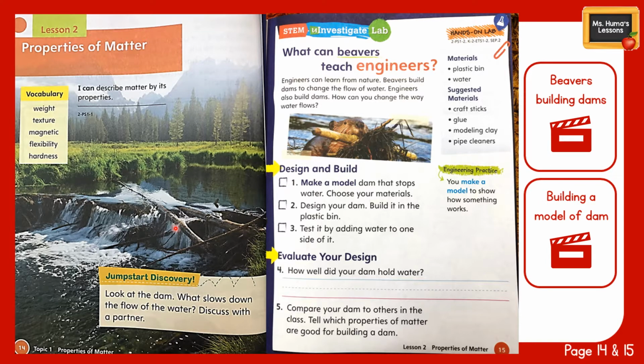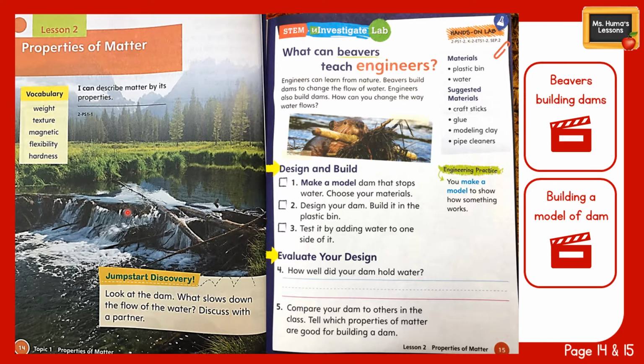Sometimes dams are made naturally. Here we can see there are so many trees, branches of trees, that have blocked the passage of water, and they are stopping the flow of water and making it flow slower. It was coming with great speed, but now they help slow down the flow of water. So sometimes dams are built naturally, and sometimes people make dams to slow down the flow of water.